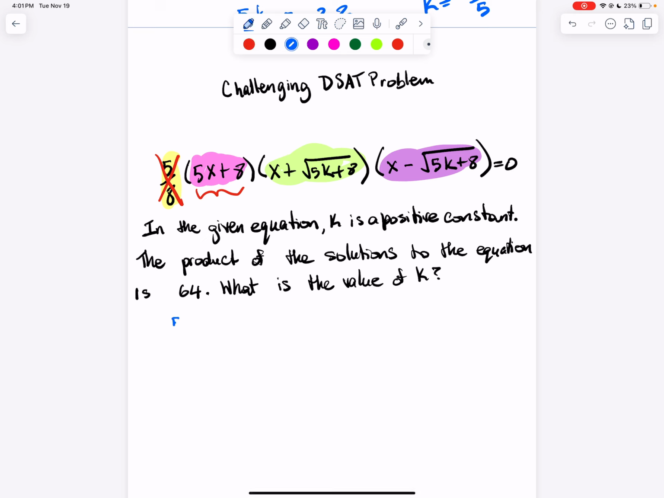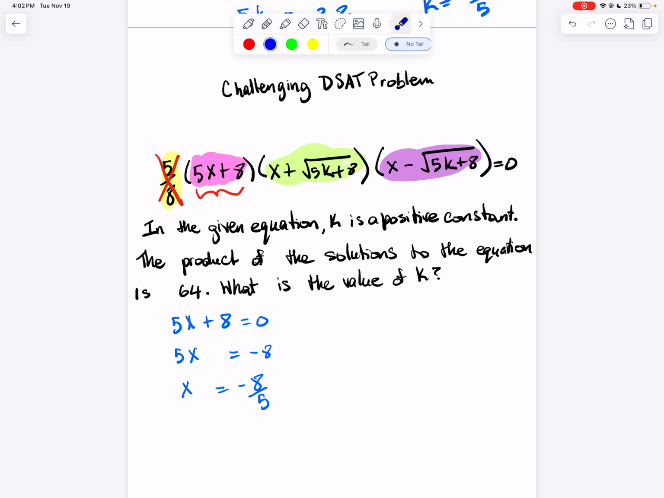So now we can start off by saying, all right, we know that 5x plus 8 equals 0 is going to give us one of the solutions. So we can go ahead and solve that. Subtract 8 from both sides, you get that 5x is equal to -8. Divide both sides by 5, and we get that x is equal to -8 over 5. All right, so now we have taken care of finding one of the solutions, which will help us.